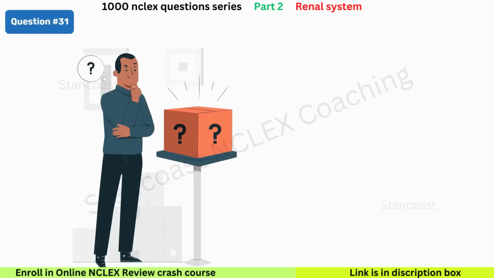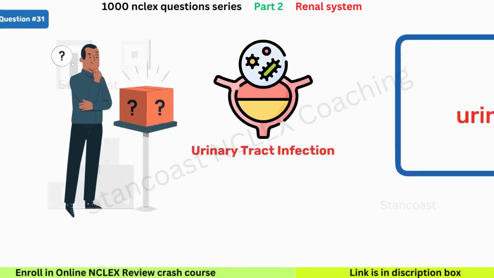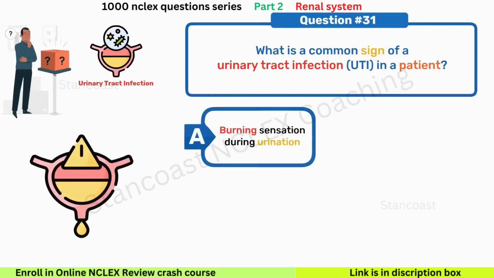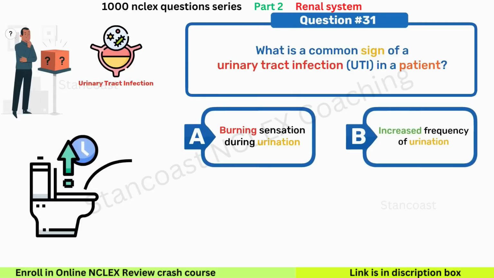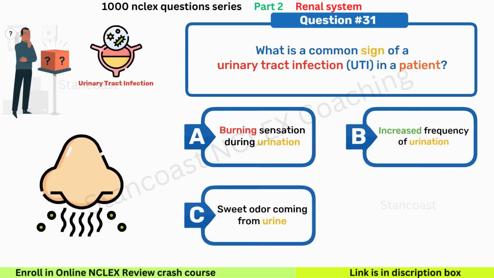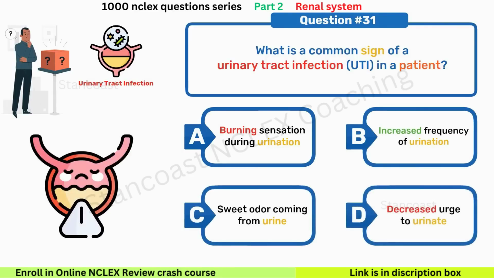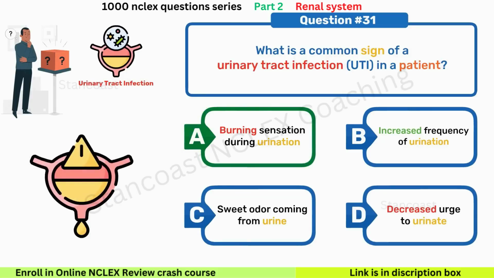What is a common sign of a urinary tract infection, UTI, in a patient? A. Burning sensation during urination. B. Increased frequency of urination. C. Sweet odor coming from urine. D. Decreased urge to urinate. Correct answer? A. Burning sensation during urination.